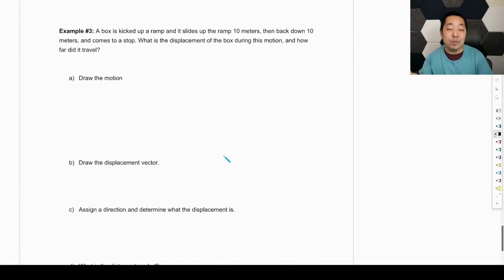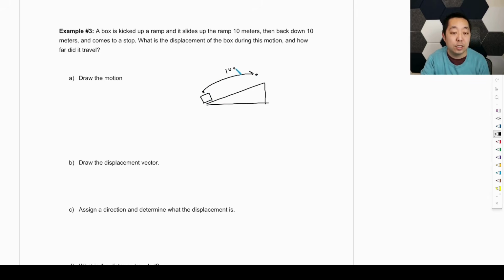Now, it doesn't mean that everything has to be horizontal. So we might have a ramp here. A box is kicked up a ramp. Okay. It's kicked up a ramp. And it goes, so I drew a box, but we can just draw it as dots. It's going to go up 10 meters. And then it's going to come back down 10 meters. So we draw the motion, right? What's the displacement of the box during the motion and how far did it travel?